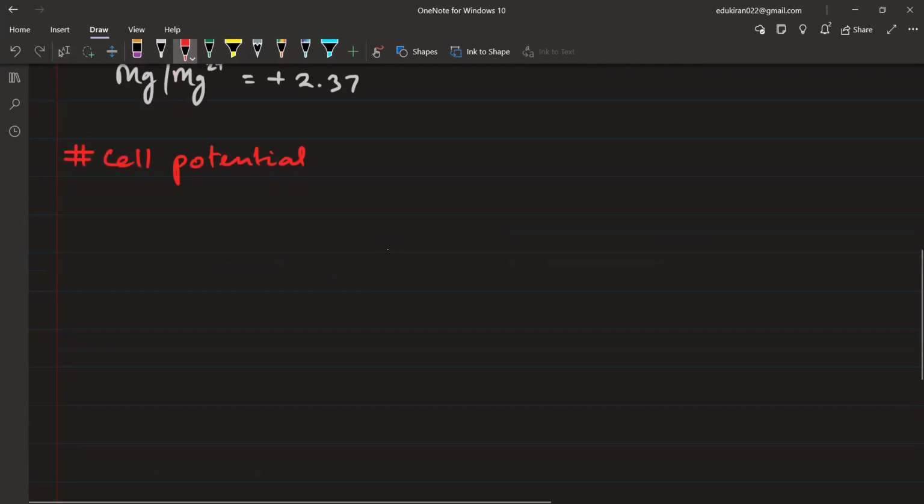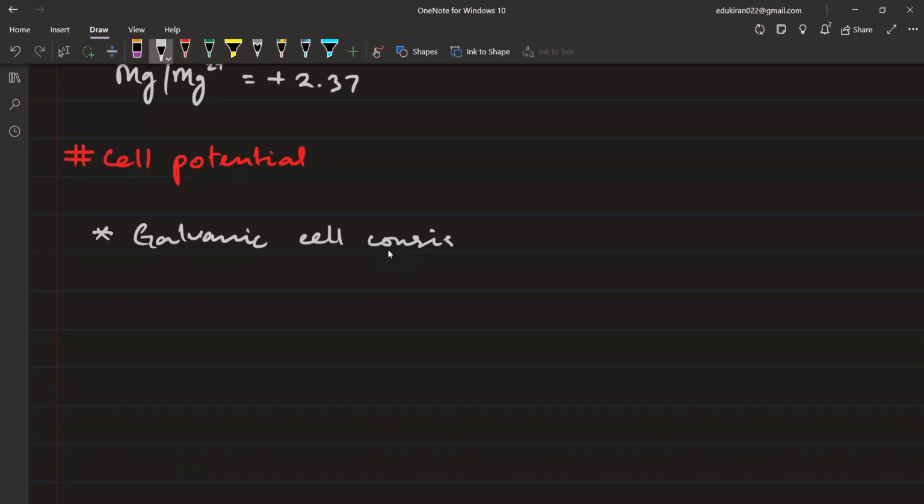Please write: a galvanic cell consists of two half cells. First, we have the oxidation half cell and we have the reduction half cell.